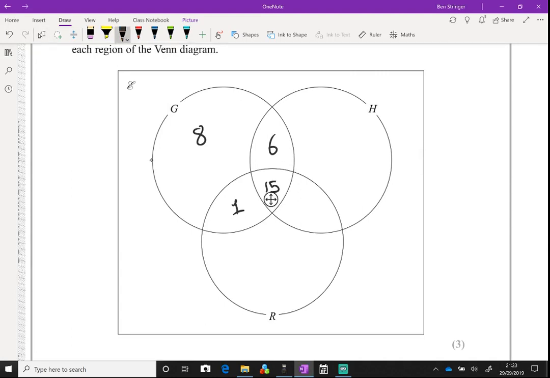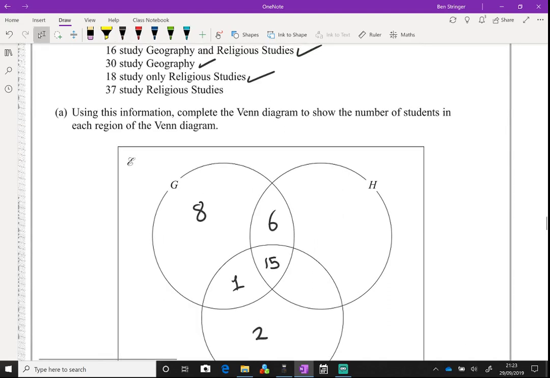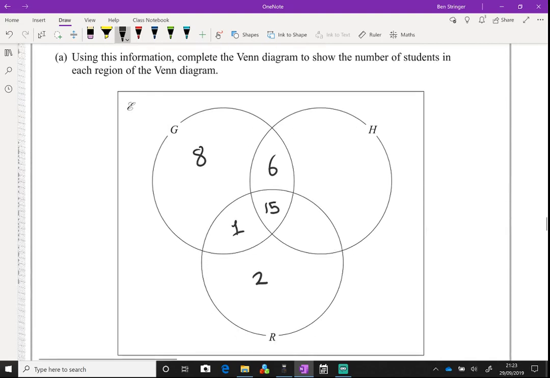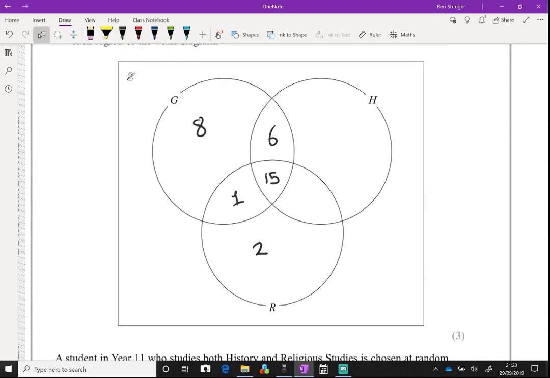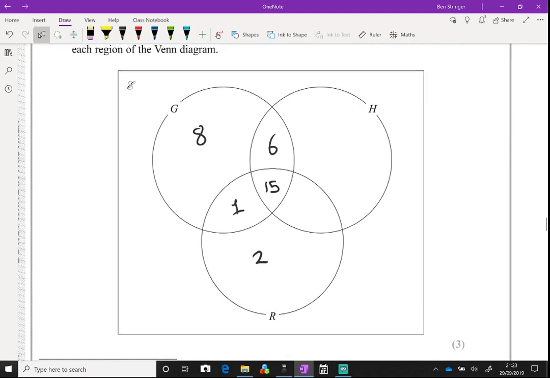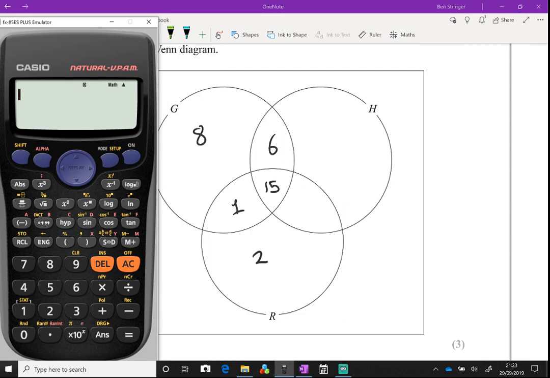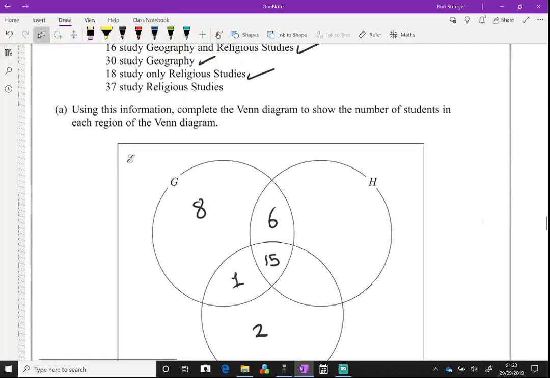18 study only RE, so RE is down here. We've got 16 here for the RE part. This is the RE portion of the circle. So we're going to need 2 more. And 37 study religious studies, so it's 37 in total for the RE circle. 37 in total. Take away 1, take away 15, take away 2. 19.